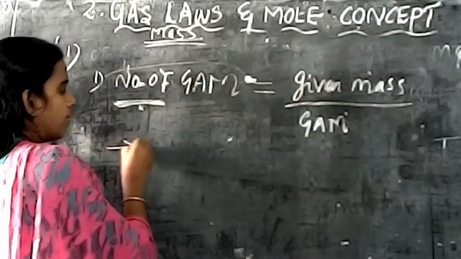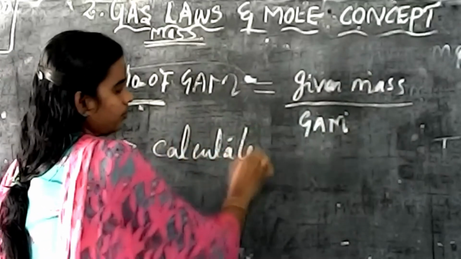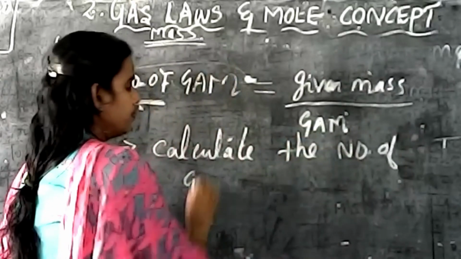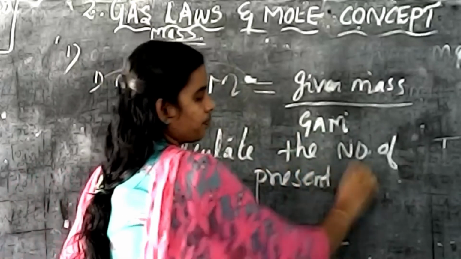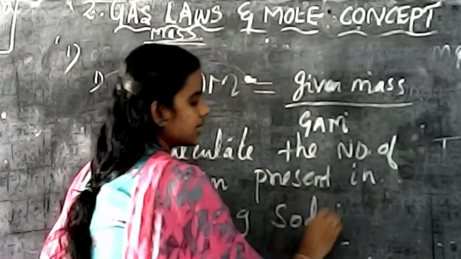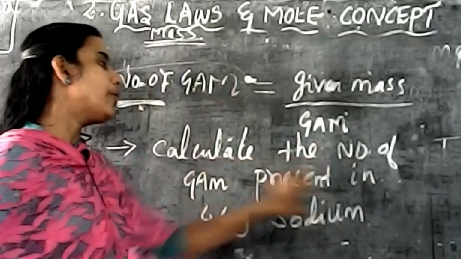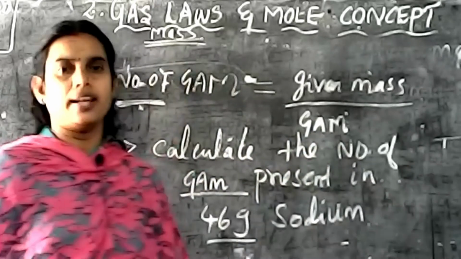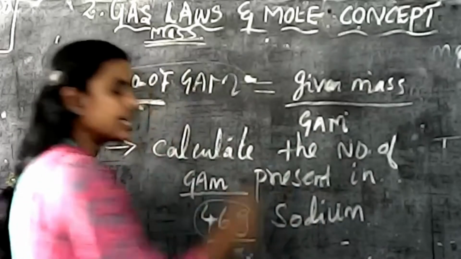Now I am going to write one example. Calculate the number of GAM present in 46 gram sodium. This is the question. Here we have to calculate the number of GAM present in 46 gram sodium. Here the given mass is 46 gram sodium.